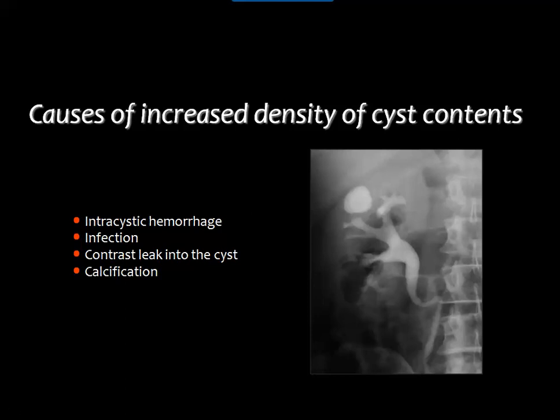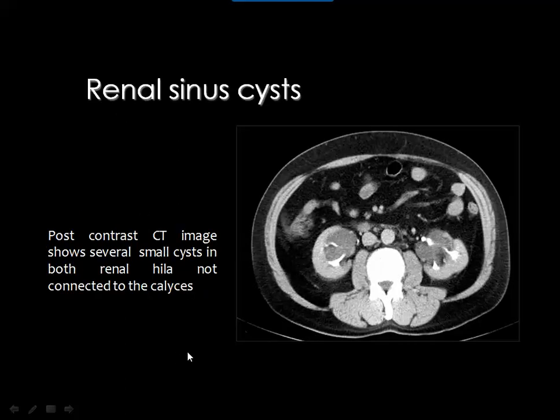What are the causes that lead to increased density inside the cyst? Either the cyst may contain hemorrhage, or be secondarily infected with resultant pus inside the cyst, or the contrast may leak into the cyst itself, or there may be some calcification. This is actually a calyceal diverticulum, and you see the connection of the lesion to the pelvicalyceal system with simultaneous opacification with the excreted contrast as well as the collecting system.